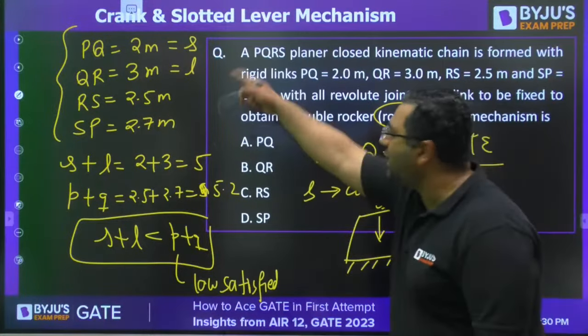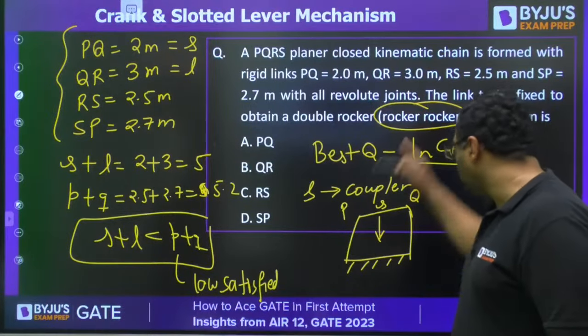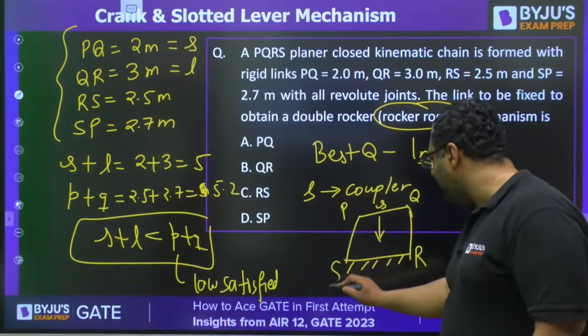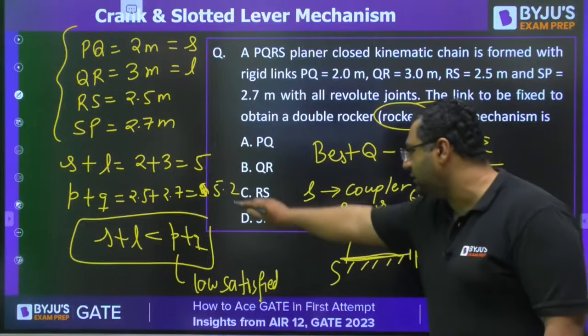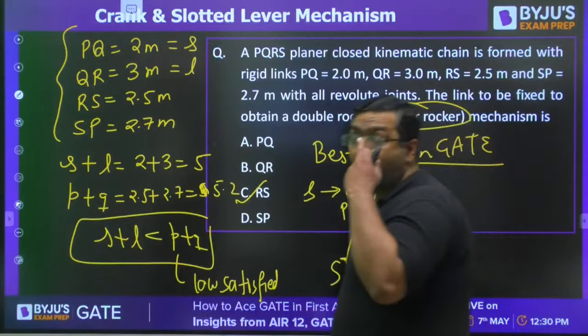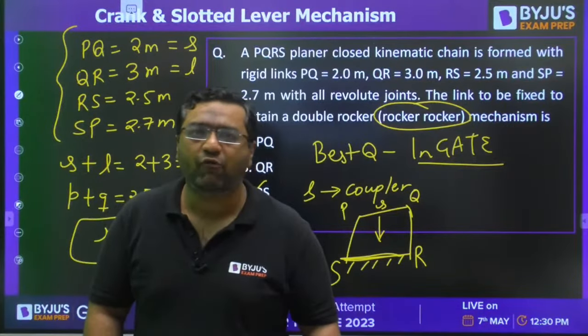So they are already saying PQ is the shortest link. You will give the name PQ. Then you know QR. Then you know RS and SP. So obviously RS should be the fixed link for that. C is the answer. This is how beautifully we can answer. These are the questions from the Grashof law.